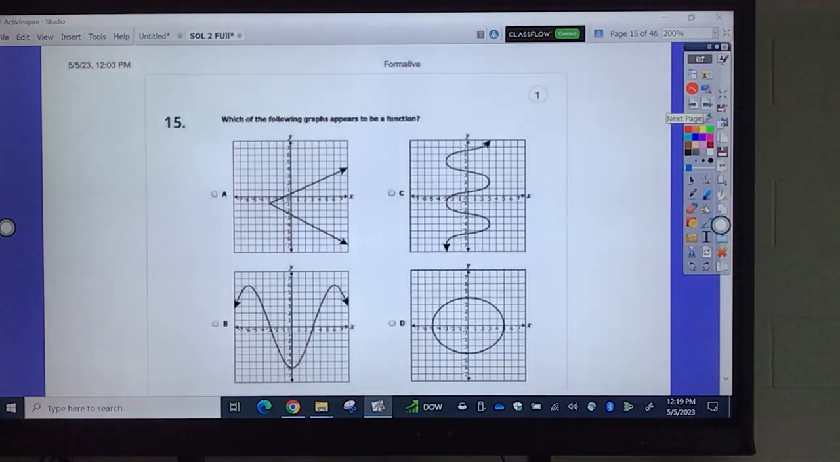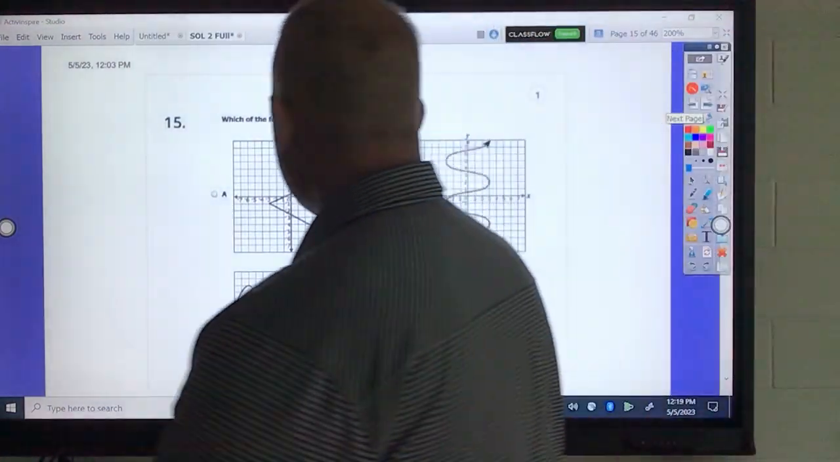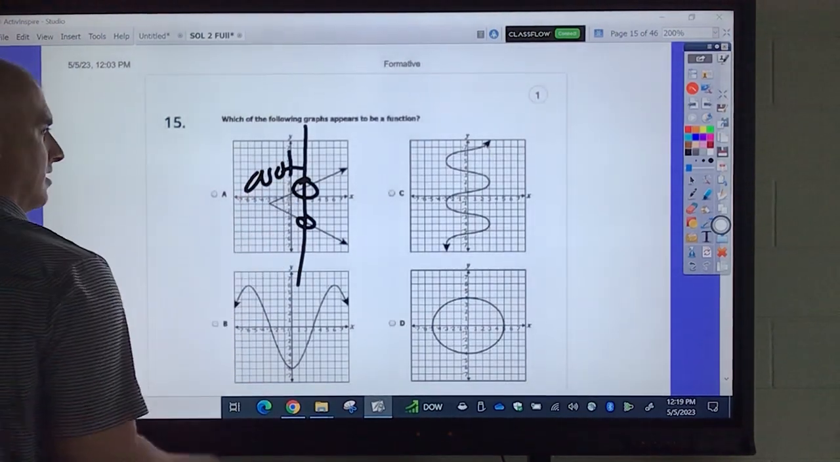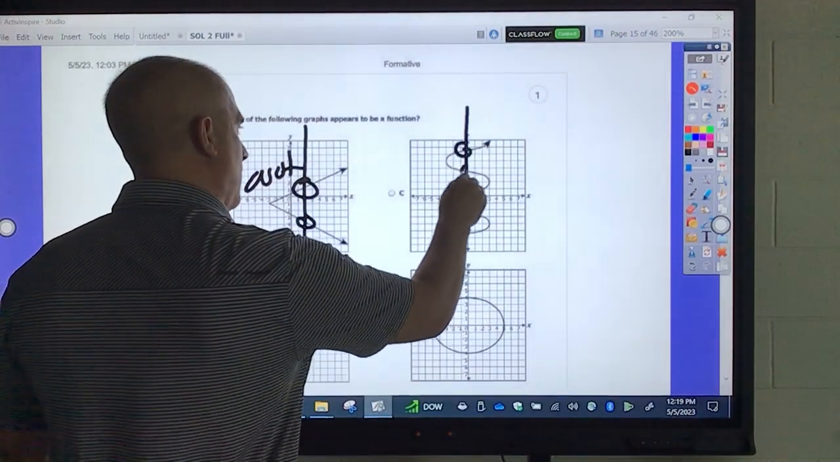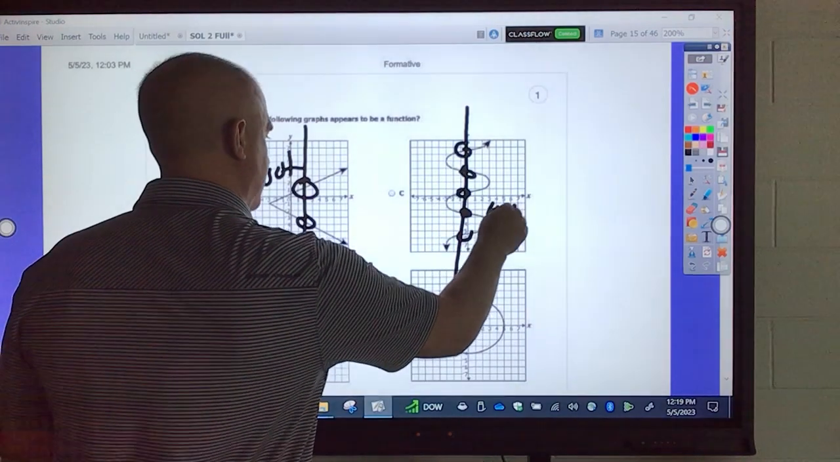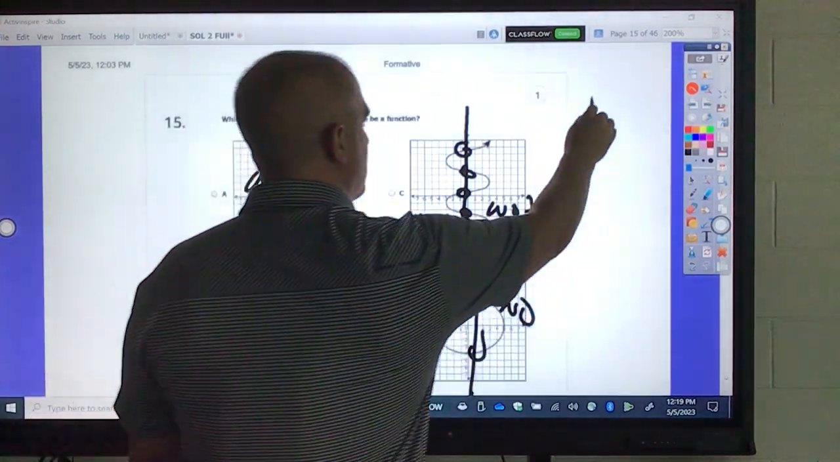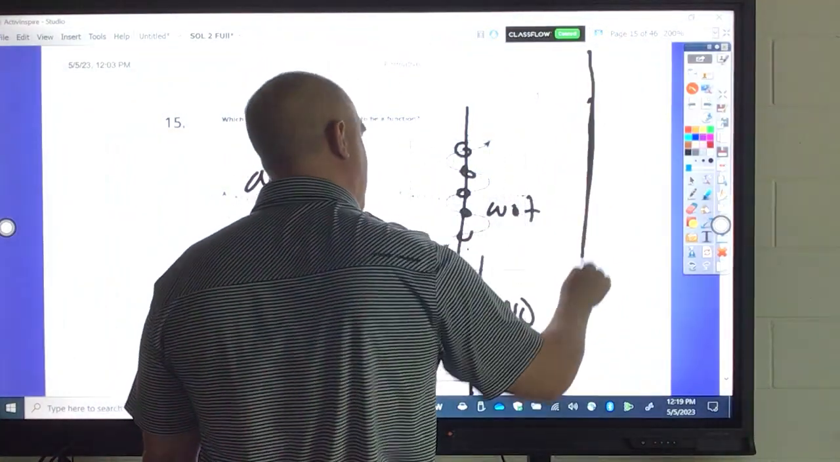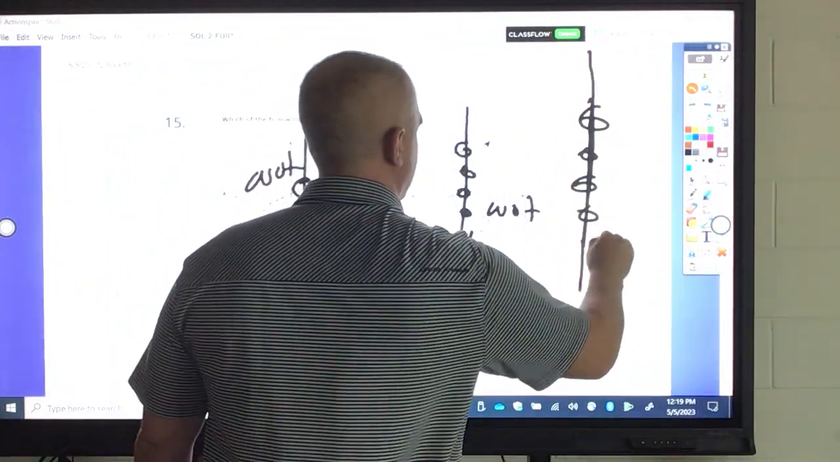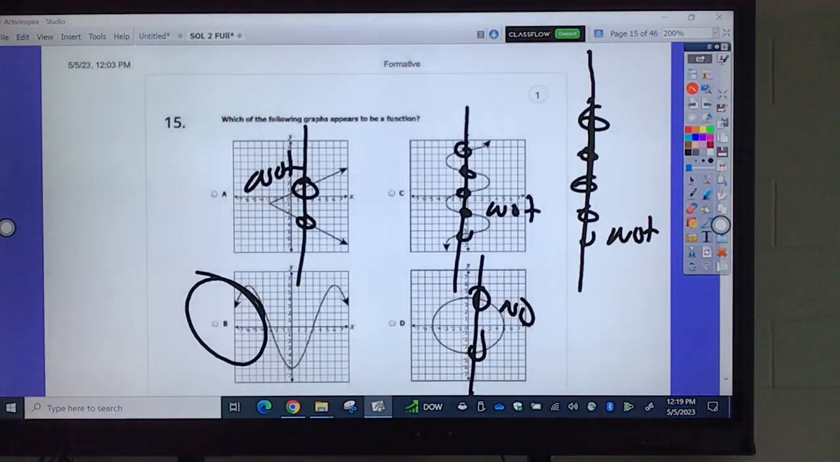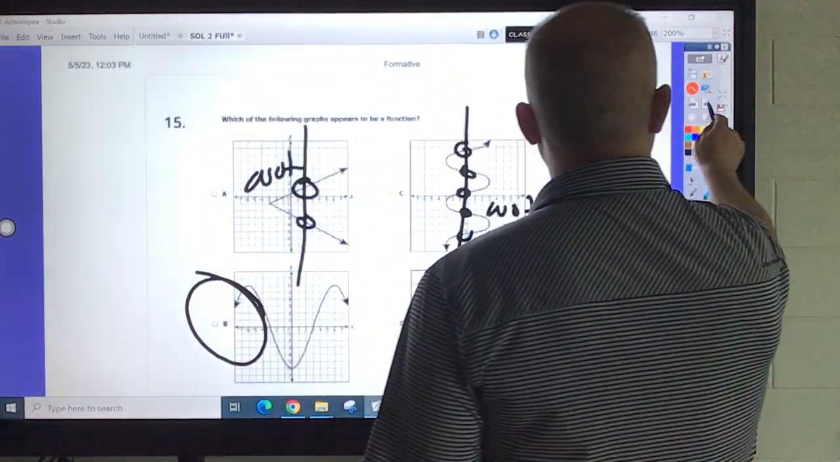Okay? All right, which is not a function. So anytime your vertical line crosses, this is not. Okay? Here, all of these, not. This, not. Even if you have a vertical line, if you ever do a vertical line on top of a vertical line, that's also not. Okay? This one would be the only one that would be my answer.